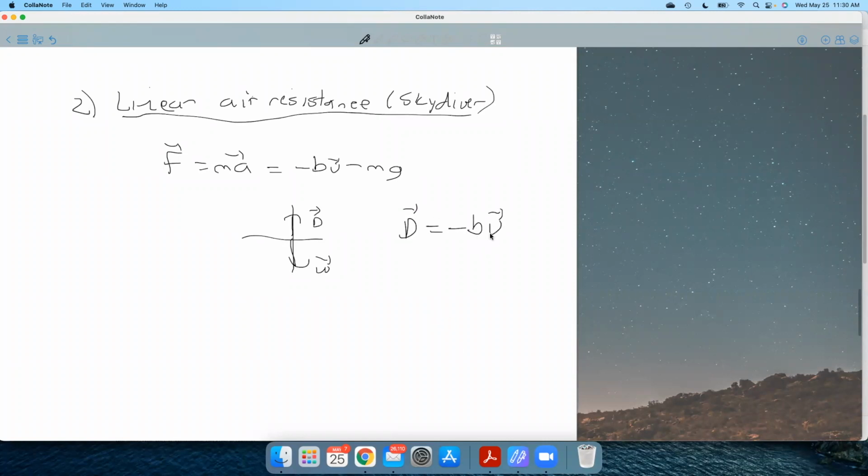This is actually an approximation. In the real world, this is not the real formula for drag. Drag actually goes like this, goes like v squared. But at low speeds, this is a pretty good approximation and makes this problem linear. Okay, we know how to solve this. Acceleration is the derivative of velocity.